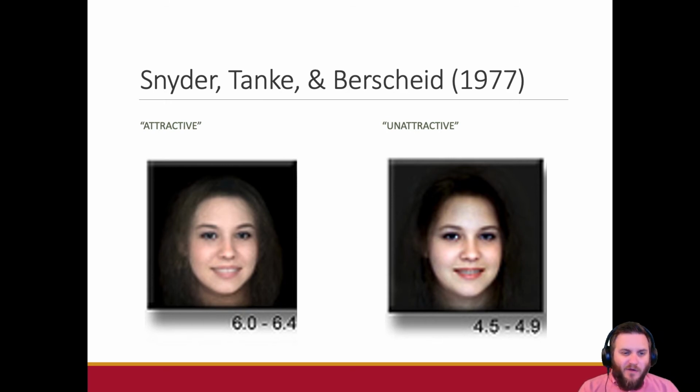These composite women photos, this is great technology in the 1970s, were pre-rated on a scale from 1 to 10, I believe. You can see here, this picture was rated by another group of people to be between 6 and 6.4. And then this picture, which is just manipulated from the same facial structure, essentially the same woman, was rated 4.5 to 4.9. And these were the photos that were sent to these men.